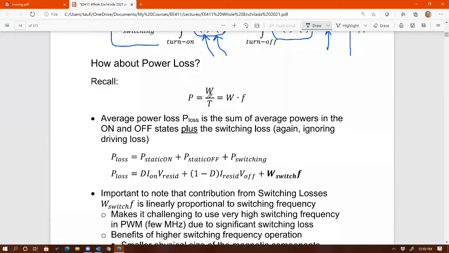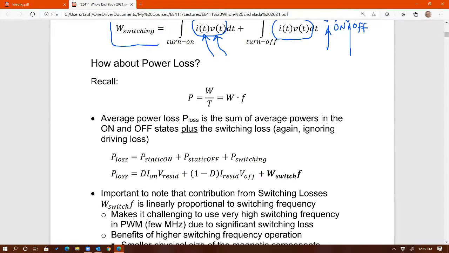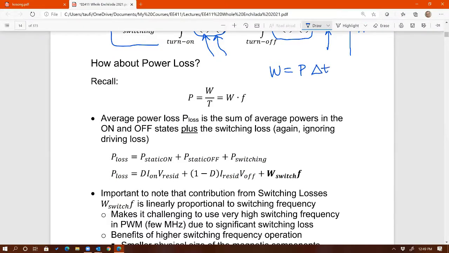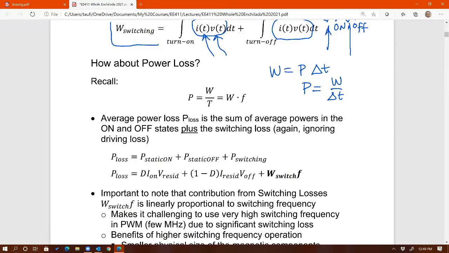Power loss is related to energy. First of all, you learn from physics that W, energy, is equal to P delta T, and therefore P is equal to W over delta T. But in our case, delta T is the entire period of switching. So if we talk about switching loss, that means delta T is our switching period.